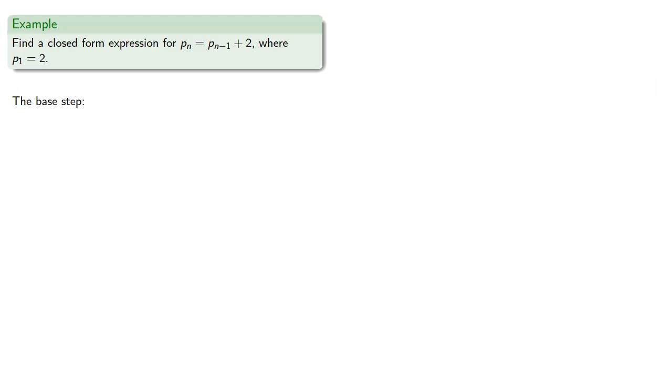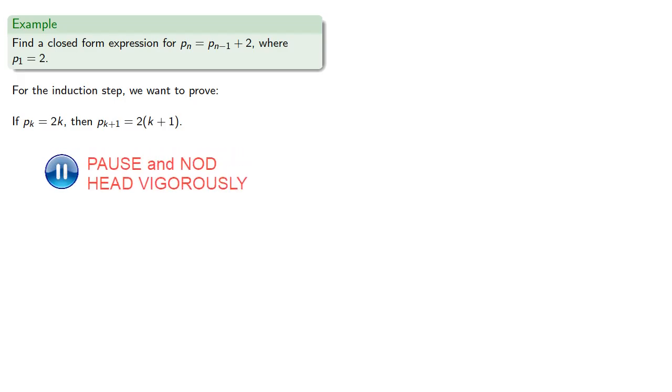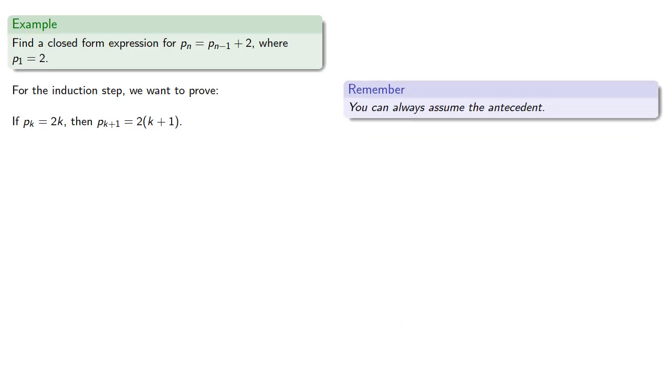Now, the base step, P1 is 2 times 1. This is true since P1 is in fact 2. For the induction step, we want to prove that if P_k is 2k, then P_{k+1} is 2(k+1). So remember, you can always assume the antecedent. You can always assume the if part of the statement. So suppose P_k is 2k.